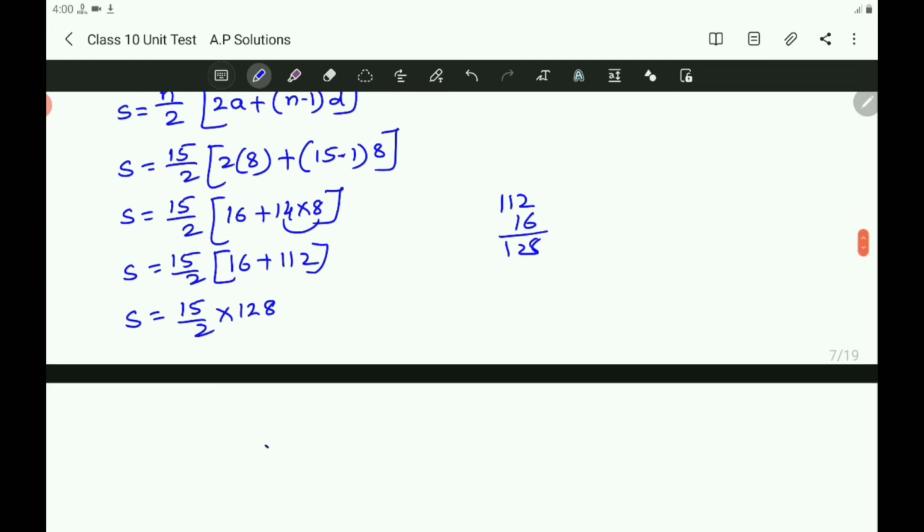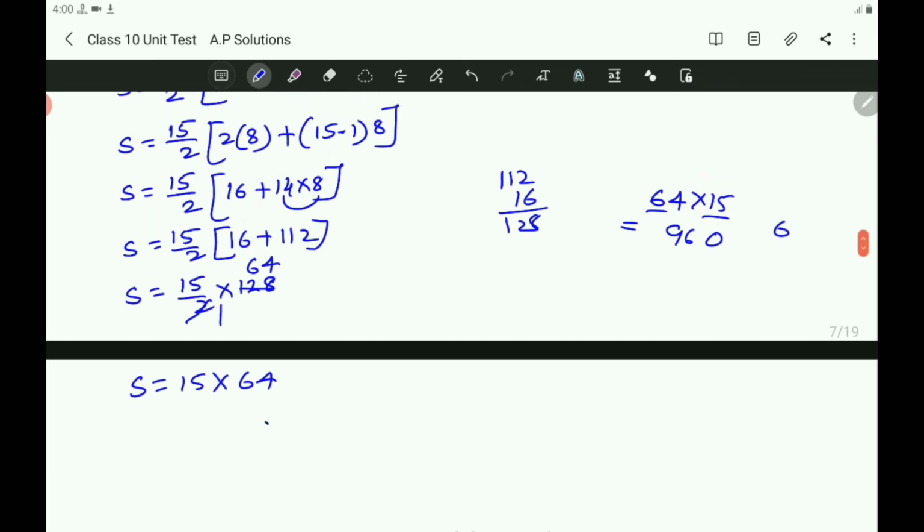128, you write. Then 2 1s are 2, 2 6s are 12, 2 4s are 8. Then S equals 15 into 64. So find the product of 64 and 15. That equals 15 4s are 60, 15 6s are 90, 90 plus 6, 96 here. So you write S equals 960.